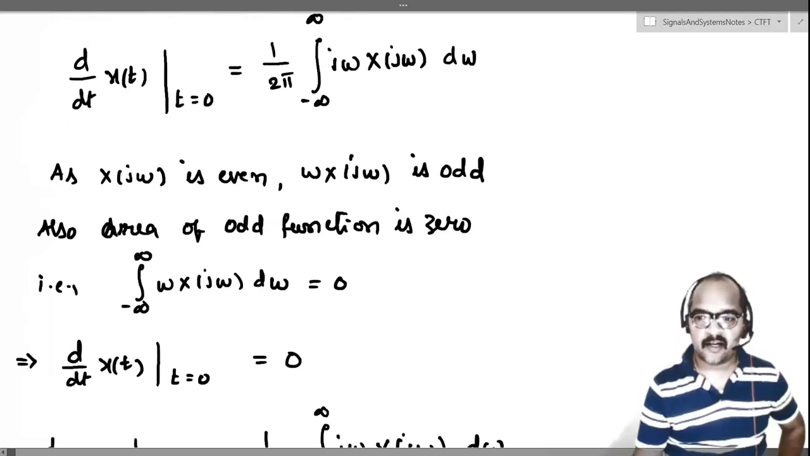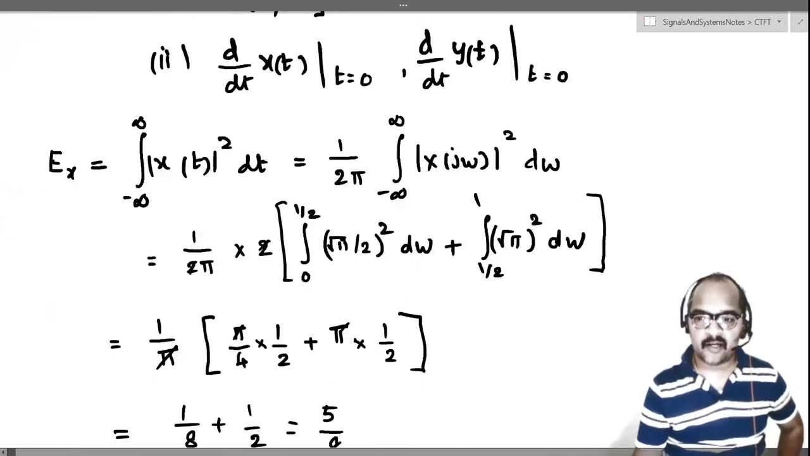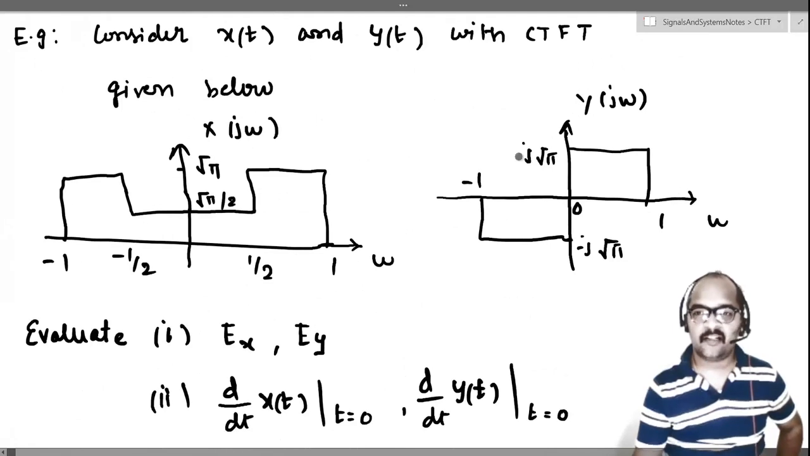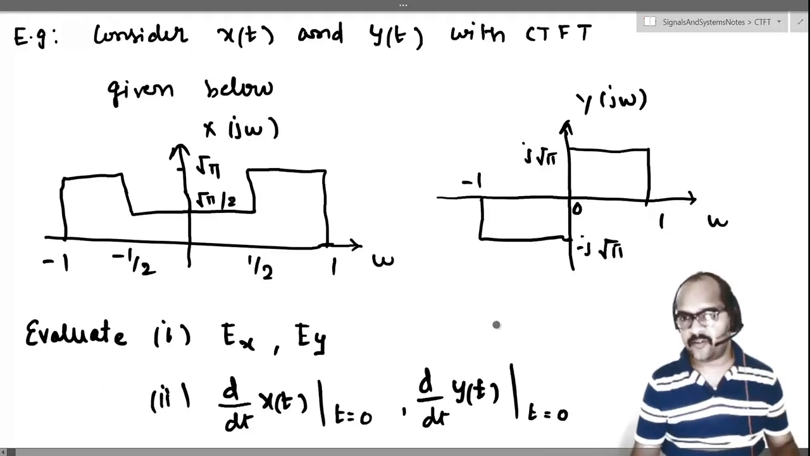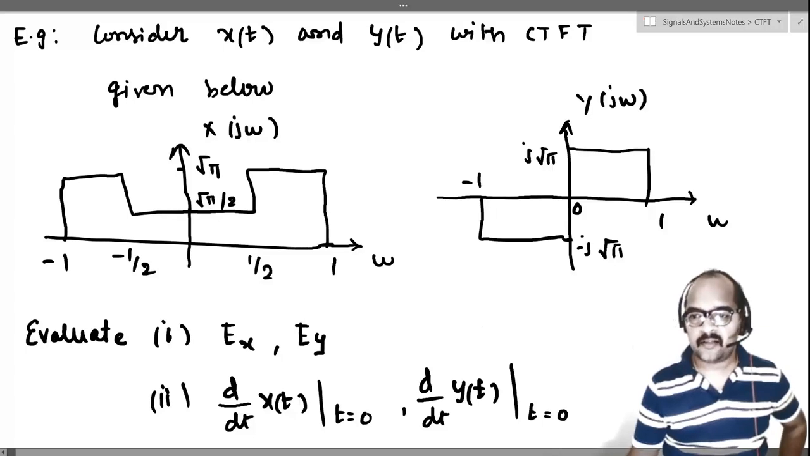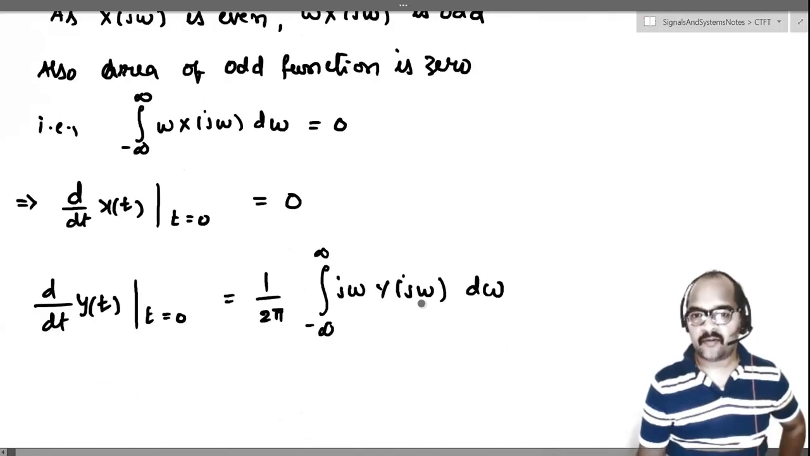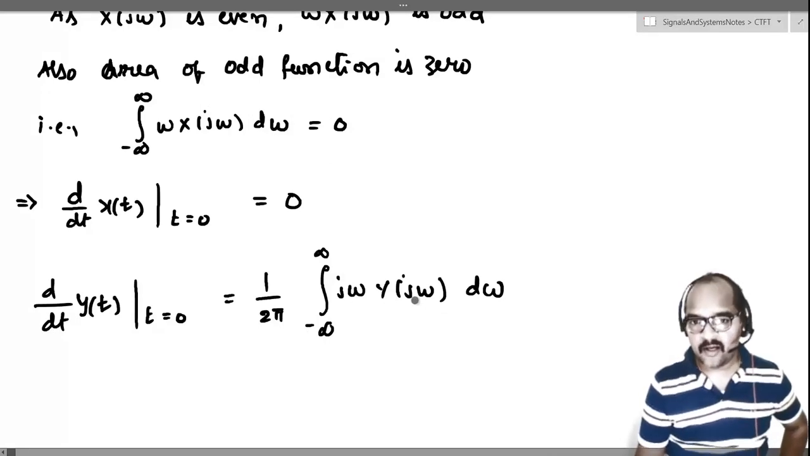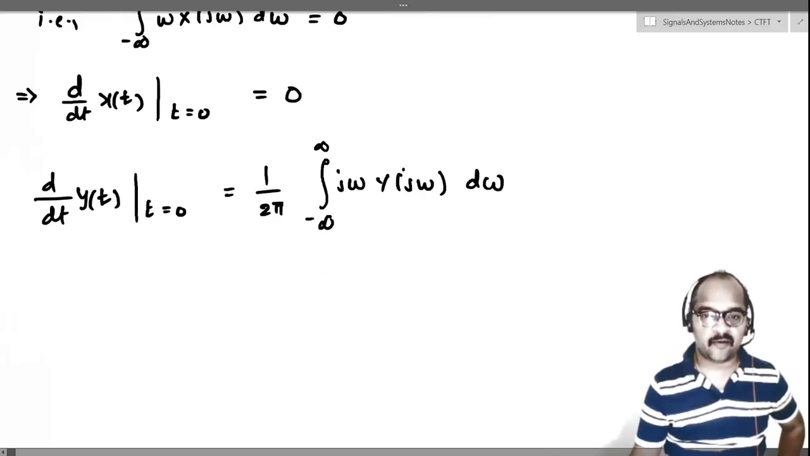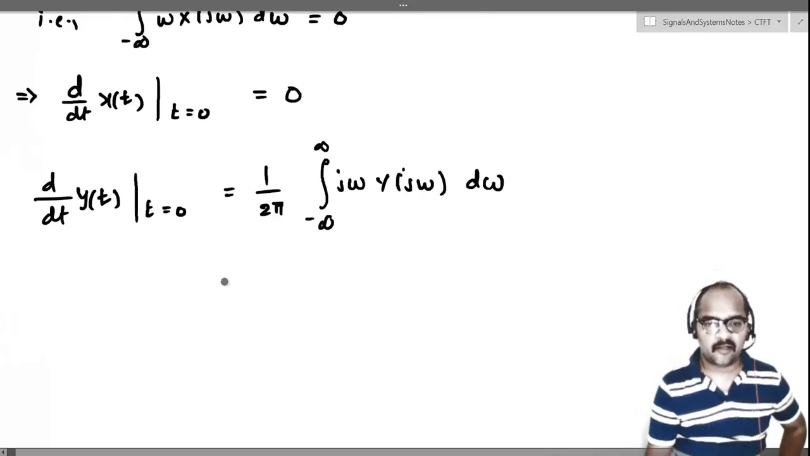Why? Our function y of j omega is what? If you look at the function y of j omega, that fellow is odd. So definitely you cannot say that the product is odd. Because omega is odd, y of j omega is also odd, so the product would be even. So that's why we should be careful. Okay, so let us write down what do we get.